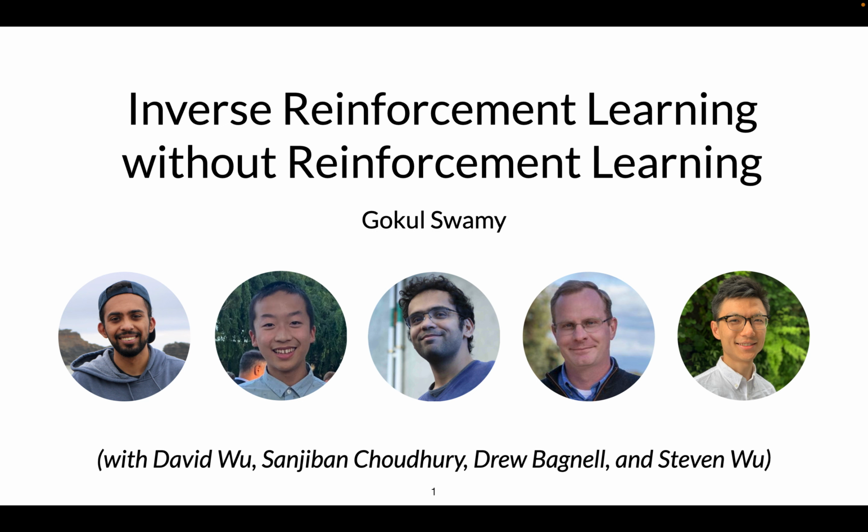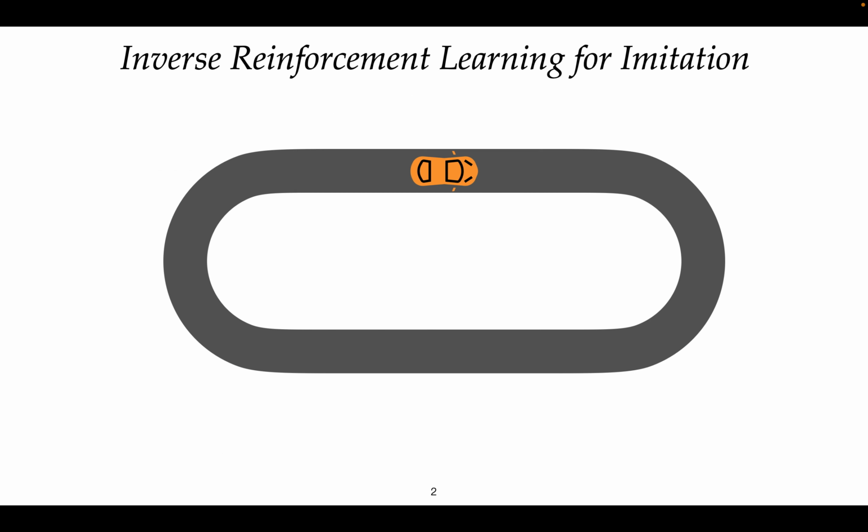Today, I'm going to be talking about how we can speed up inverse reinforcement learning algorithms, both in theory and practice. So let's think about trying to get this car to drive laps around this track. One way we could try to solve this problem is via imitation learning. So we get data from some expert driver driving laps around this track, and we try to get the car to do the same thing.